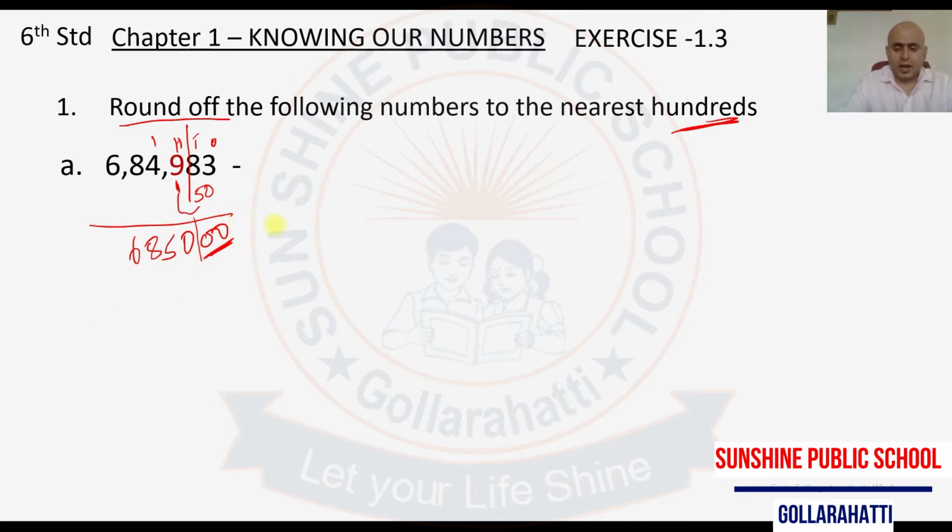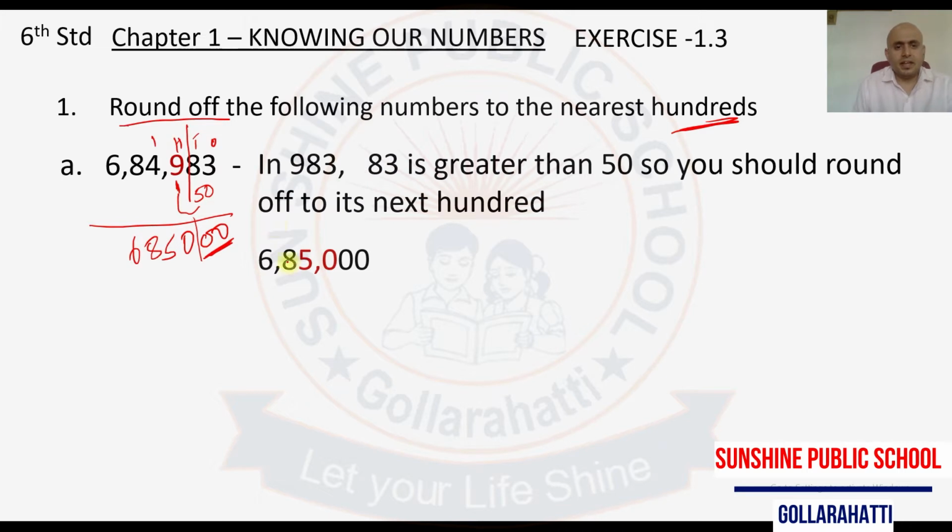So the rounded number becomes 6,85,000 because in 983, 83 is greater than 50. So you should round it off to the next hundred. If it is more than 50, you should add one to the hundreds place and write down the numbers. Okay, let us see the next number.